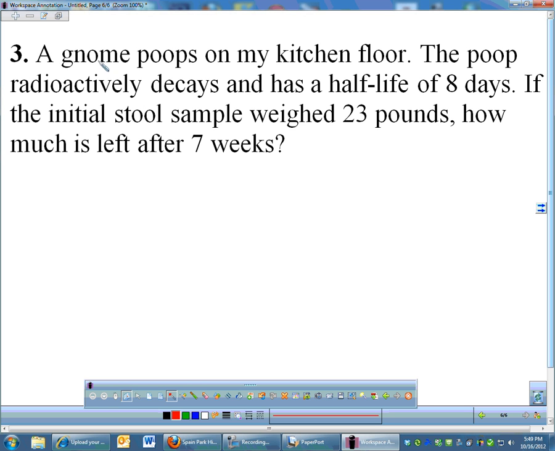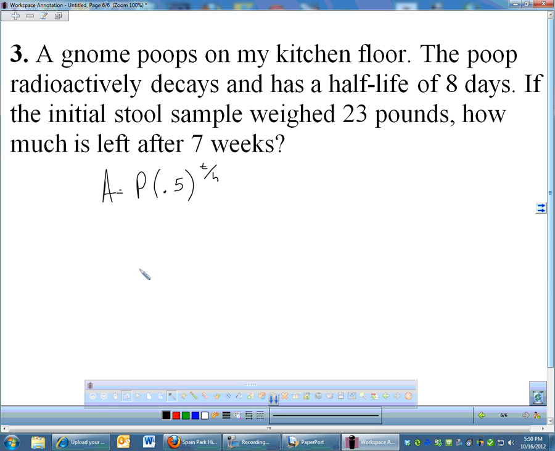A gnome poops in my kitchen floor. The poop radioactively decays and has a half-life of 8 days. Okay, this is a half-life problem. The half-life formula was A equals P times 1/2, or 0.5, to the T divided by the half-life. So as I'm reading this problem, it says the half-life is 8 days. So H is going to be 8, and I'm going to make note of my time. It's 8 days is my half-life.